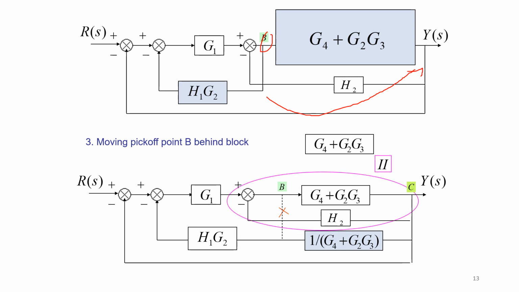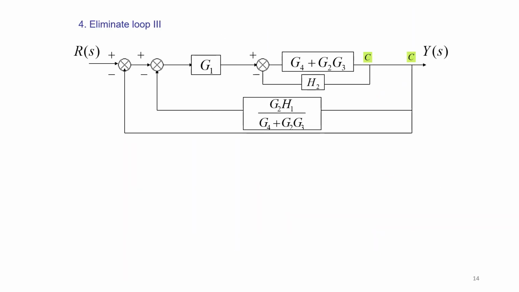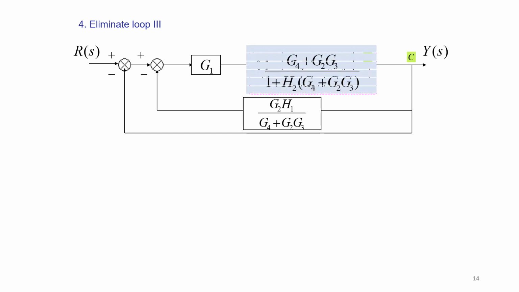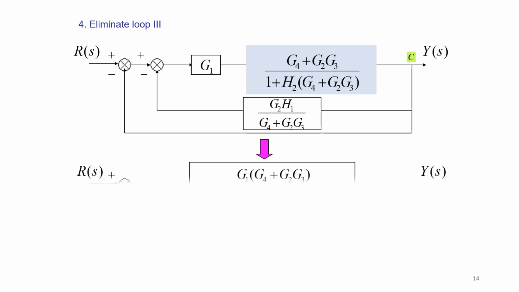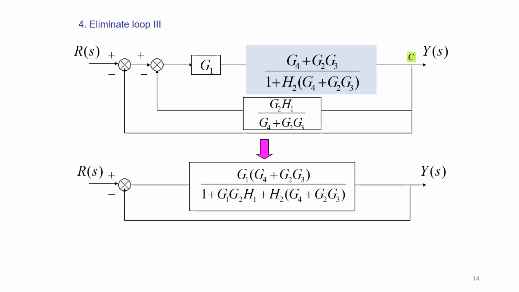Now you can simplify this feedback loop, with the open loop gain as G4 plus G2 G3 and feedback gain as H2. You can eliminate this loop, and it could be replaced as G4 plus G2 G3 divided by 1 plus H2 into G4 plus G2 G3. Further, G1 and this are in cascade, so these two get multiplied and it is replaced as G1 into G4 plus G2 G3.